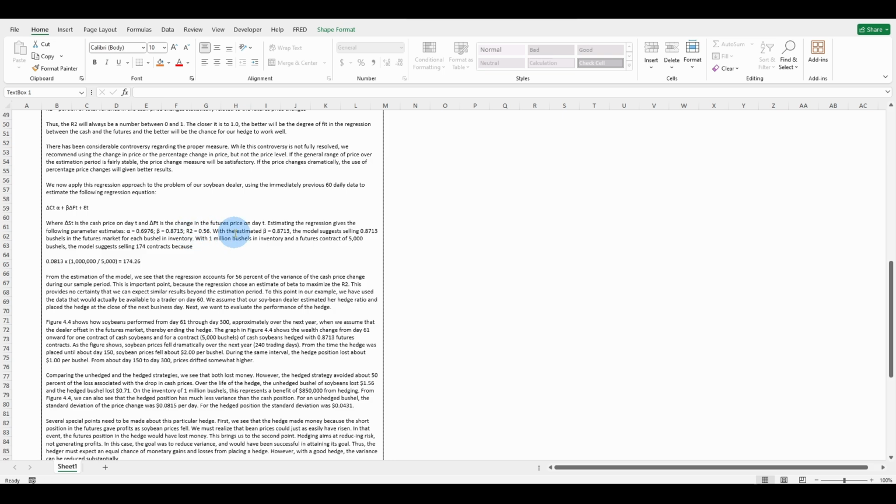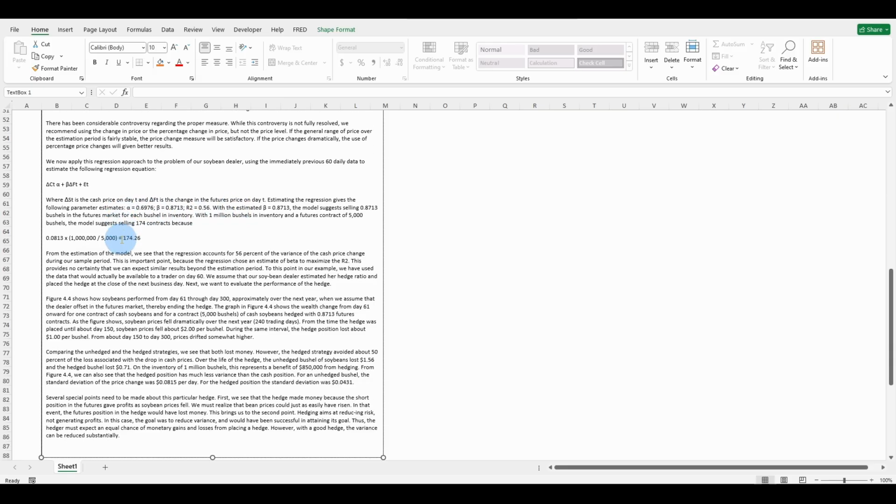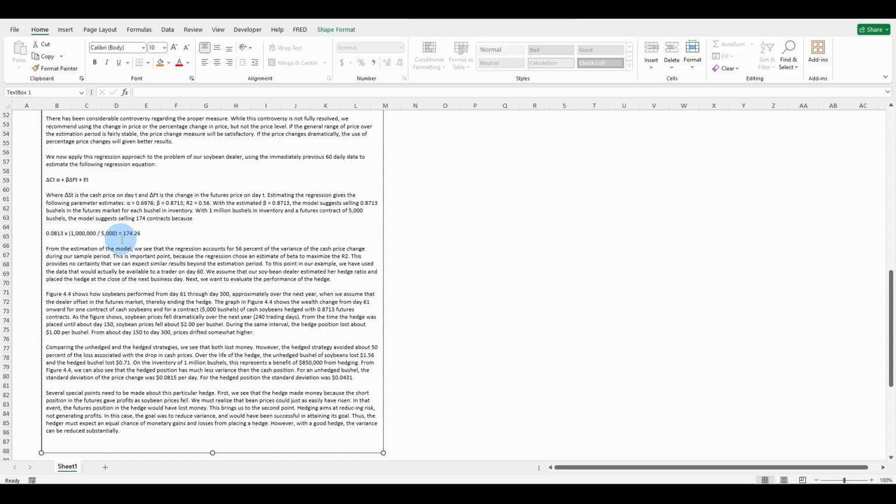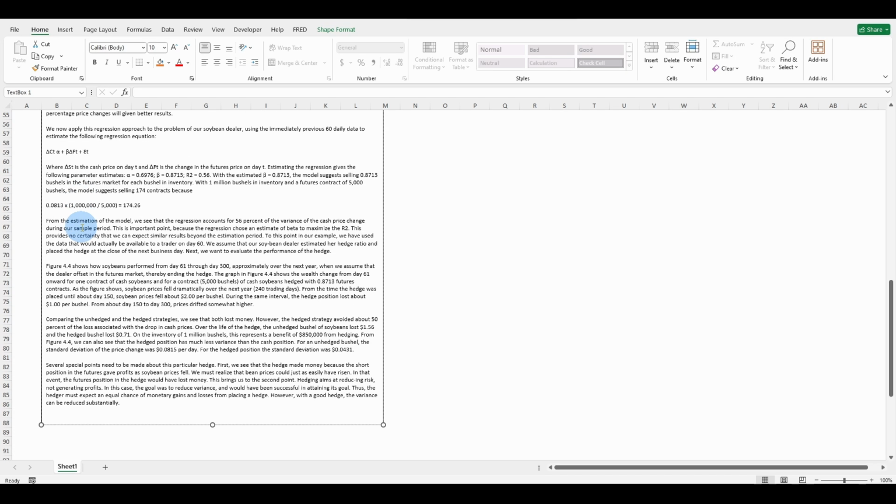With an estimated beta of 0.8713, the model suggests selling 0.8713 bushels in the futures market for each bushel in inventory. With 1 million bushels in inventory and a futures contract of 5,000 bushels, the model suggests selling 174 contracts, because 0.8713 times 1 million divided by 5,000 equals 174.26.